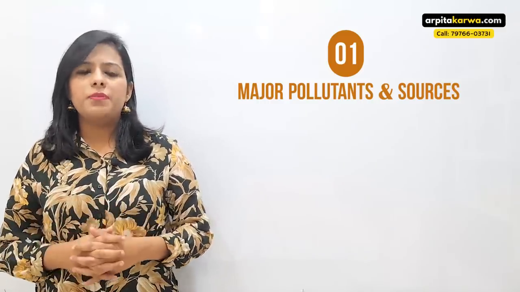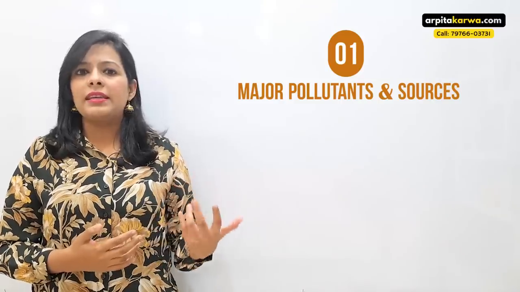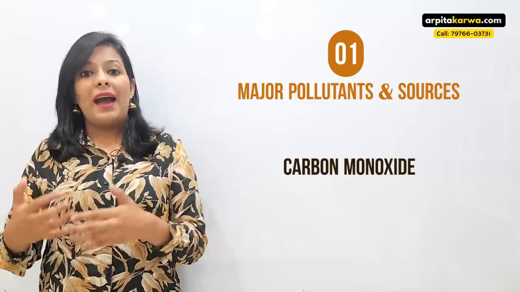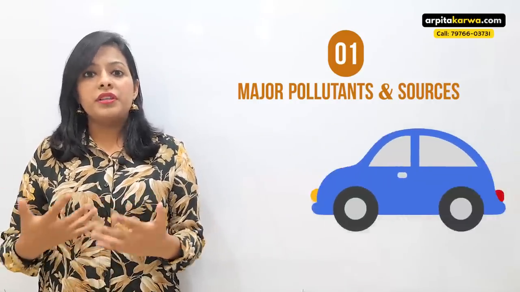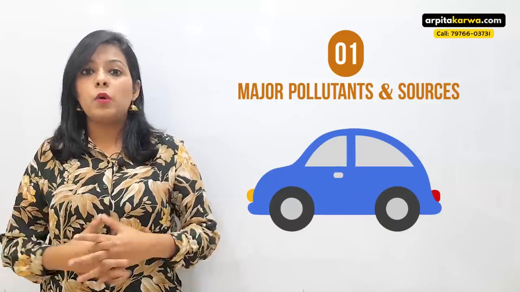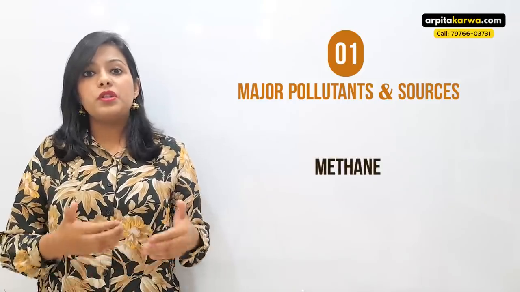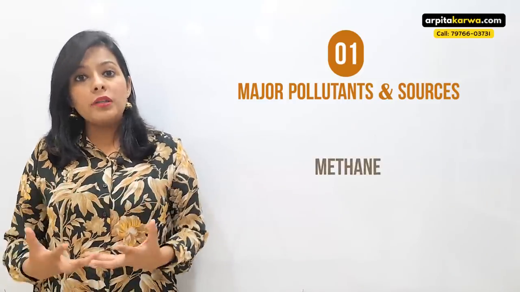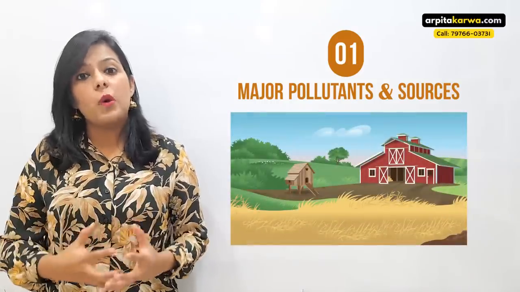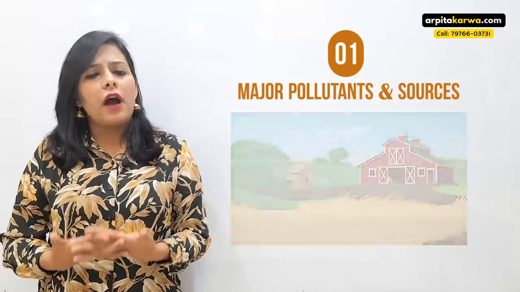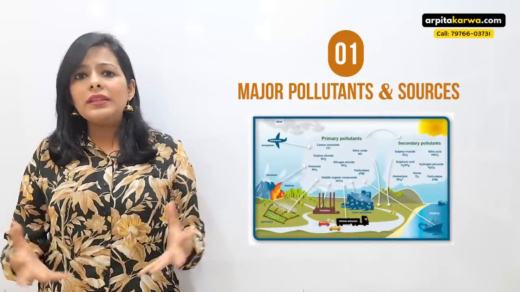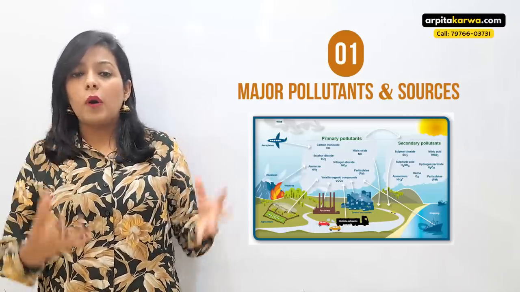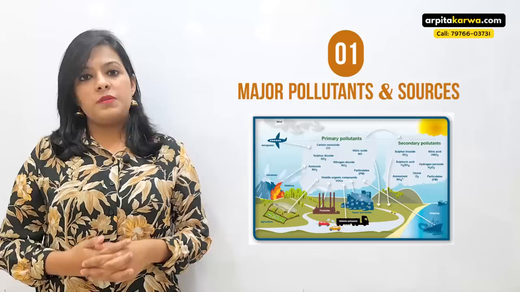If you look at the important pollutants, you will figure out that there are substances like carbon monoxide, which is produced by the incomplete combustion of fuel. That means when we are running vehicles or during our transportation, a lot of carbon monoxide is released in the air. Another important pollutant is methane, which is produced during the production of coal. Also, agricultural practices are one of the major sources of methane. There are a lot of other pollutants like sulfur dioxide, nitrogen oxide, particulate matter, ozone. All these things you need to take care of when you are jotting down the important pollutants for this particular unit.